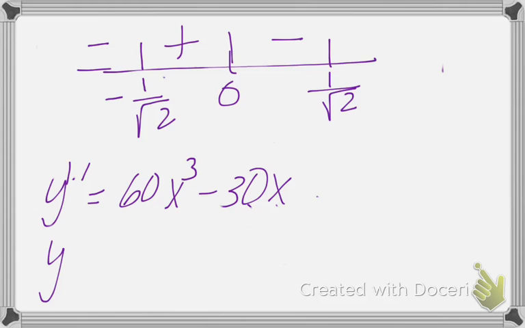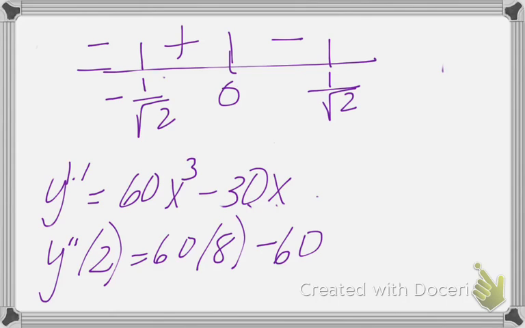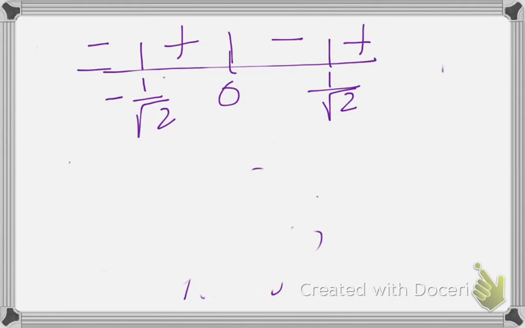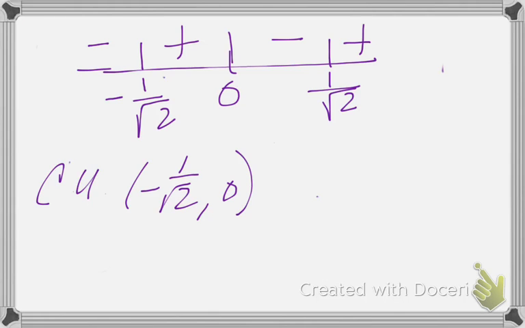And let's do y double prime of 2. And we get 60 times 8 minus 60. So 480 minus 60 is positive. So the question is asking, when is this concave up? So it's concave up from negative 1 over radical 2 to 0, and then from 1 over radical 2 to infinity.